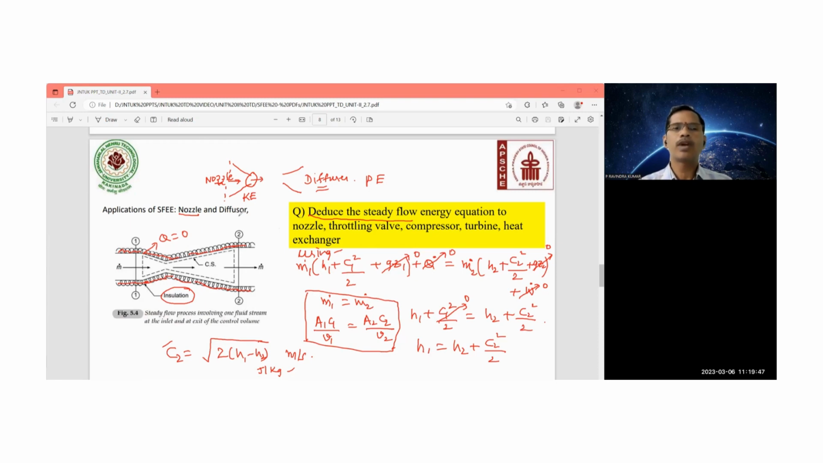So the same concept you can apply for the diffuser section. In the diffuser section, it is going to increase the pressure energy of the flowing fluid.